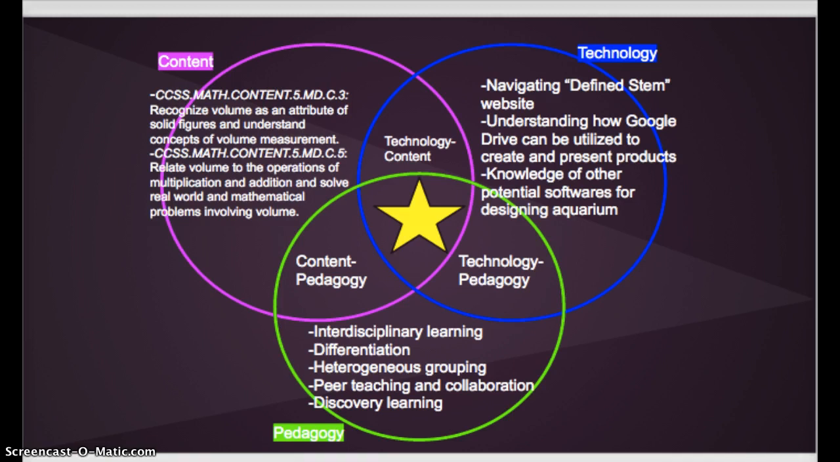And not only that, but there's also this big technology component of students navigating Google Drive, navigating the internet and having this informational literacy on the internet, and potentially looking into other software to design the aquarium within. And this TPACK, the combination of it all, would be the final instruction of it all coming together, all four components, and having a sound lesson plan.